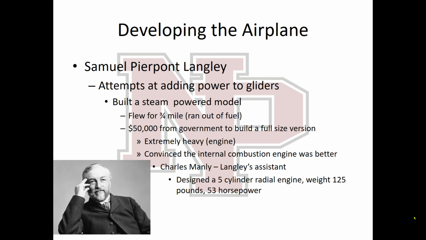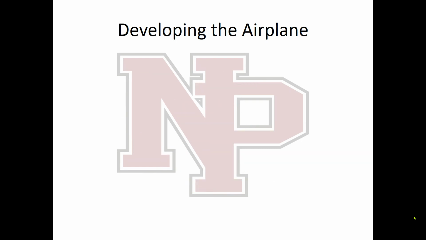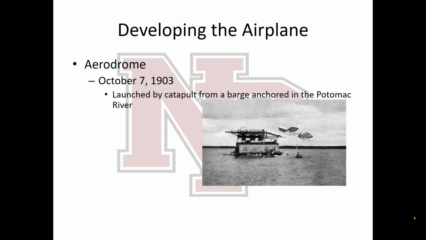So they attached this engine to his glider, and they called it the Aerodrome. On October 7th, 1903, that's when they first got everything together. They figured, this is what we want. We got the engine on the glider, it's all set up, and they made a launching catapult. Because remember, we're still working on sustained lift. We can do that, but we can't get the airplane off the ground with its own power yet. So what they're doing is using a catapult.